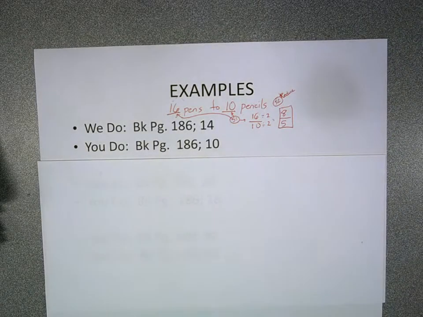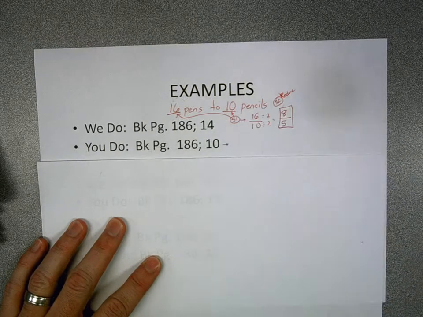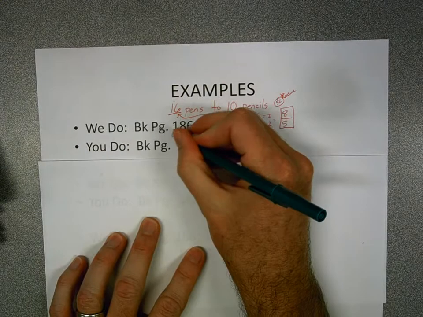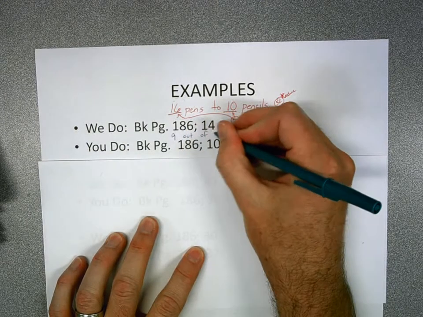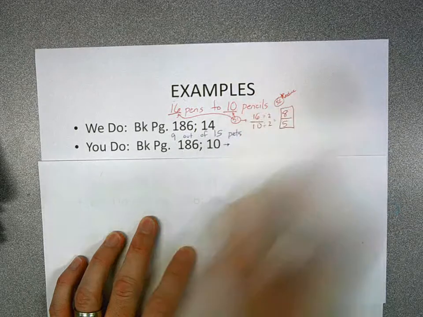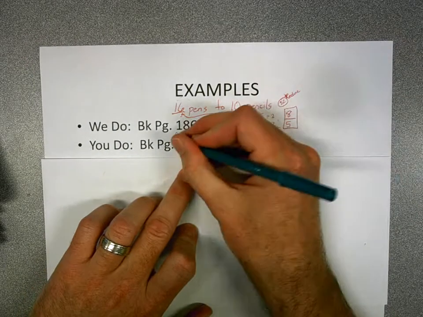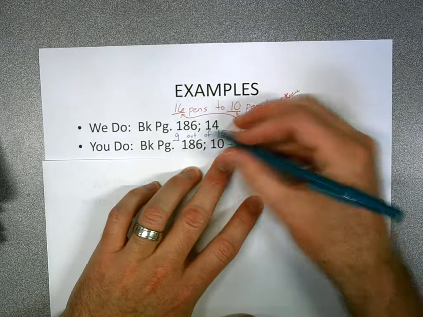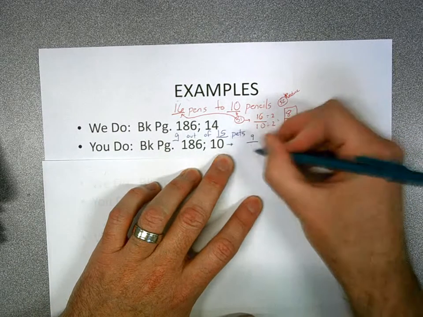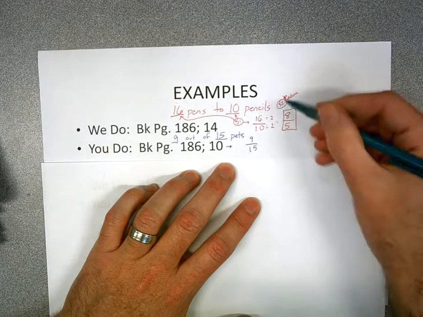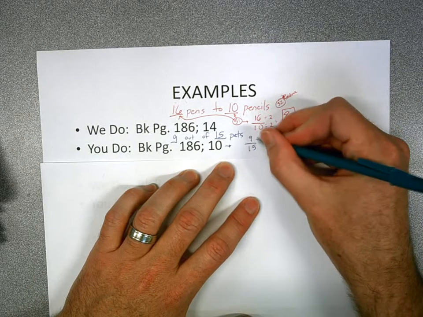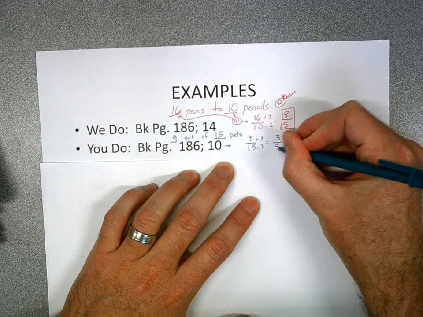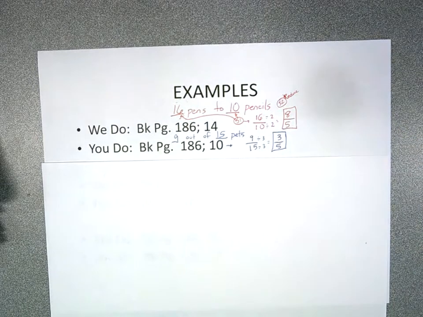Okay, so problem number 10. We take a look, and it says 9 out of 15 pets. I have my two quantities. This is step 1, right? I write them in fraction form. So my first one goes on top, 9. My second one goes on the bottom, 15. I'm then going to simplify. So 9 and 15 can both be reduced by 3. And we get a 3 to 5 ratio.